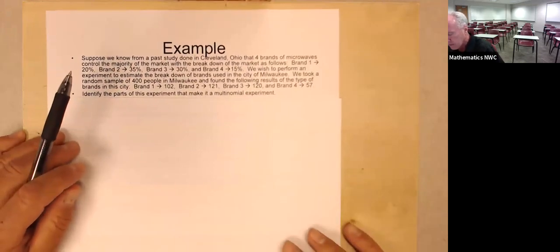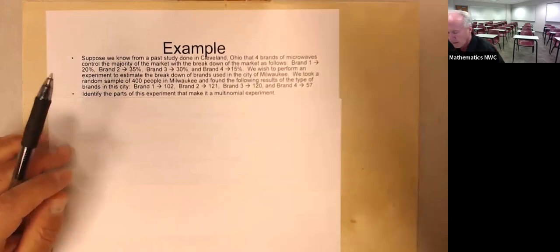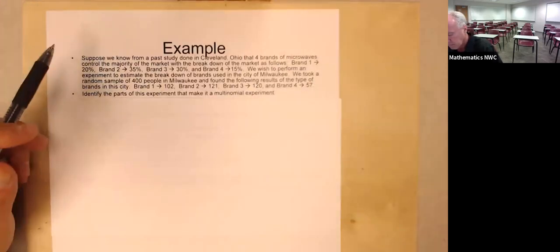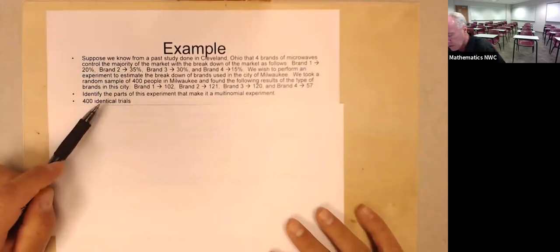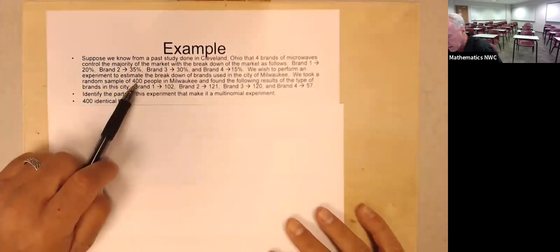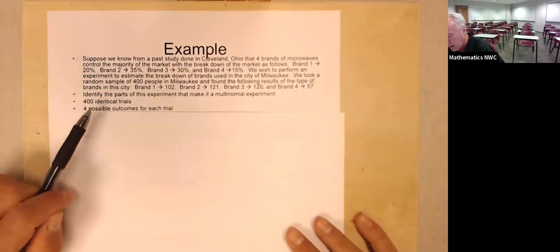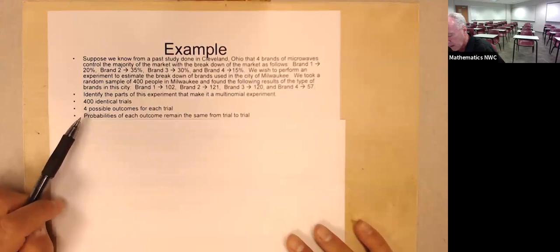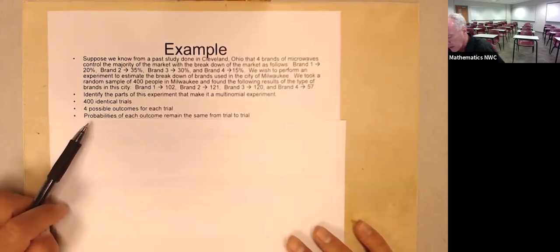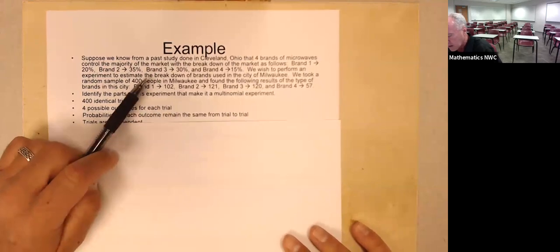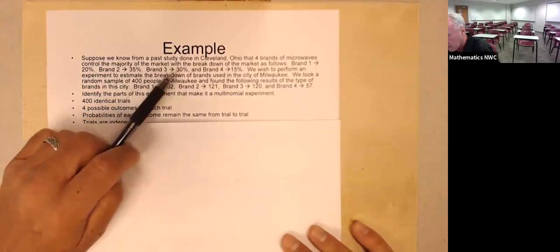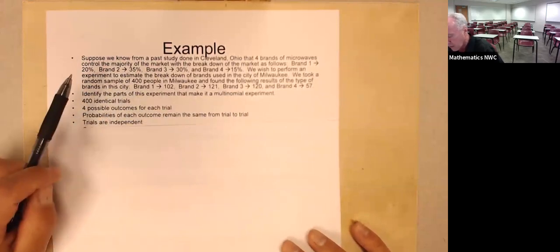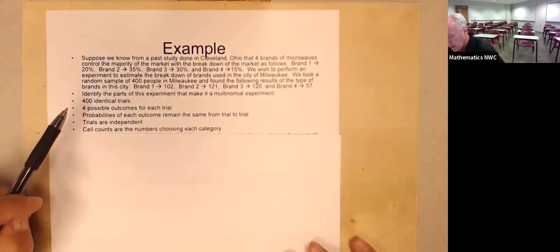First thing, let's identify the parts. What we mean by that are these parts up in the previous slide, okay? Identifying the parts, 400 trials, they're identical. It's right here, it came from the 400 people that we looked at in Milwaukee. There were 4 possible outcomes. They were brand 1, brand 2, brand 3, and brand 4. The probabilities of each outcome remain the same from trial to trial. It's not like we shut down the factory of brand 3 in Milwaukee halfway through. Nothing has changed throughout our questioning of the 400 people. Trials are independent, like I talked about.